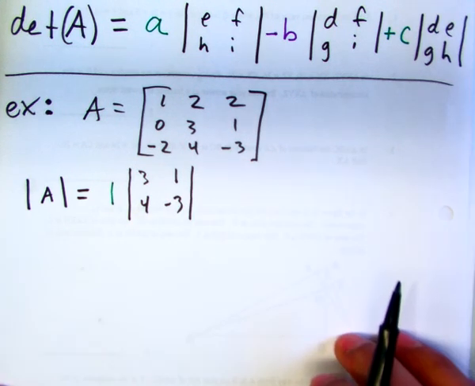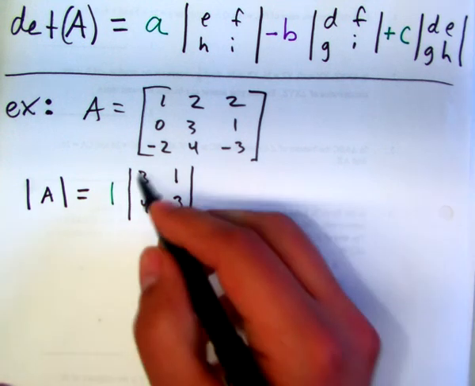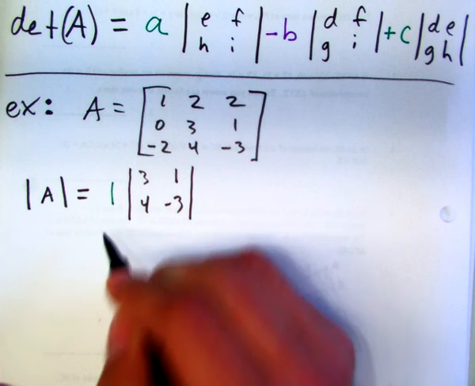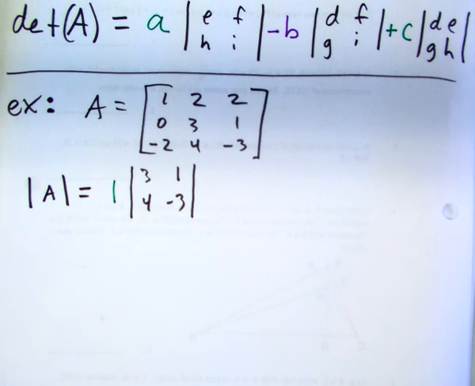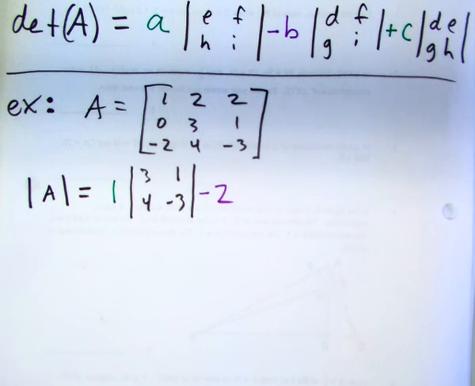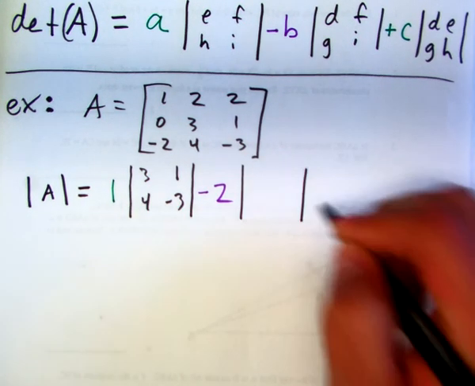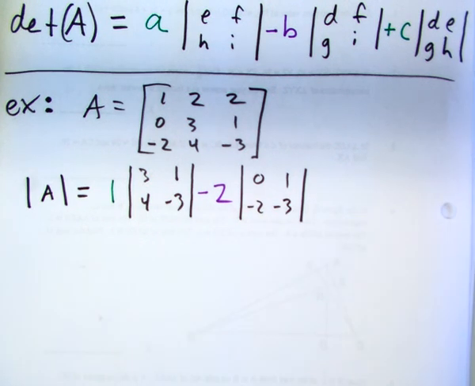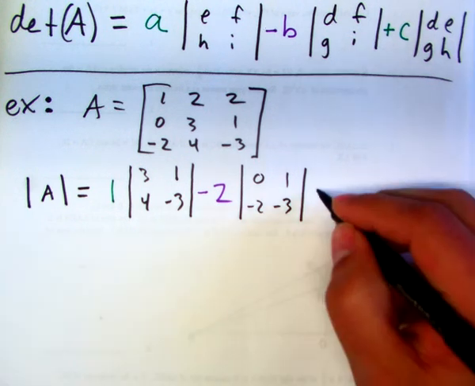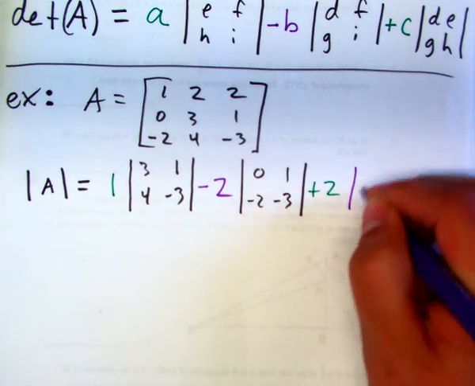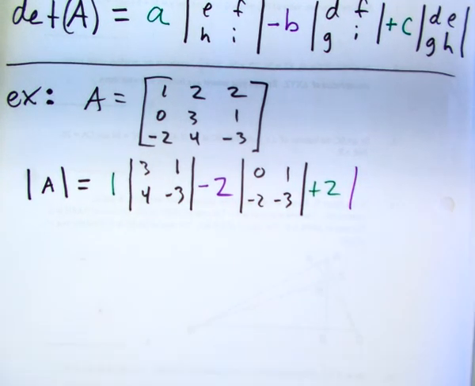That number on the outside, do you multiply it by? Yes. So first you're going to figure out this determinant, and then whatever number you get, you multiply it with this scalar, or this coefficient. All right, so what comes next? Minus 2. It's the opposite of whatever we see here. And then what 2 by 2 determinant? 0, 1, negative 2, negative 3. What's next? Plus 2. 0, 3, negative 2. Oh, shoot. Wrong color.